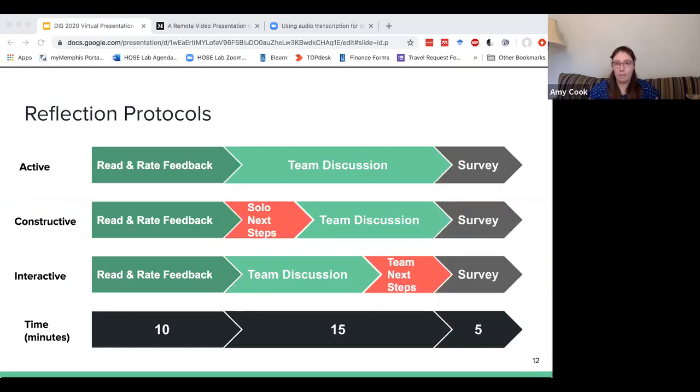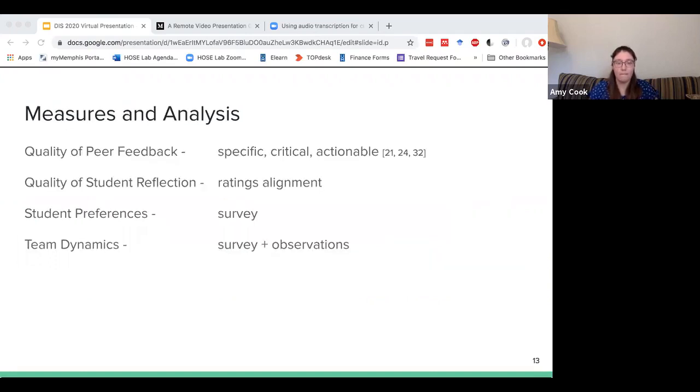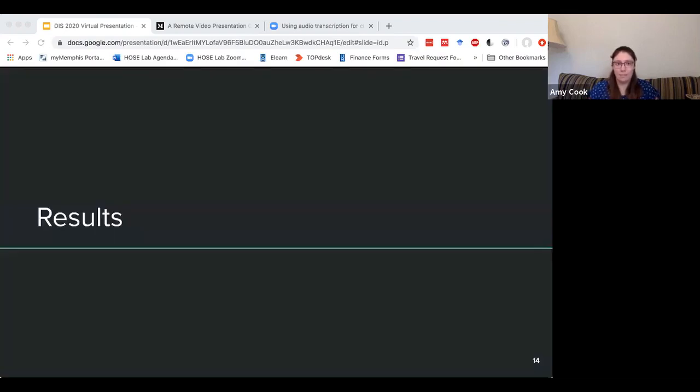And then for the last 5 minutes, all students took a survey about open-ended questions about the protocol, their likes and dislikes, and Likert scale questions about their opinions on the peer feedback. We measured things like the quality of peer feedback, the quality of student reflection, student preferences, and team dynamics. The details of this are in the paper.